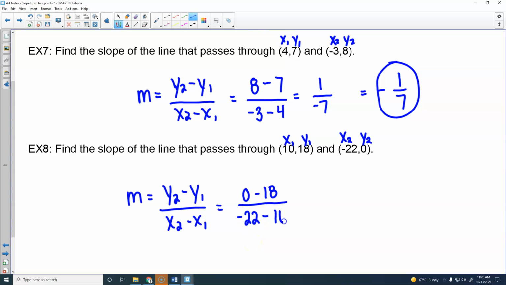-22 minus 10. So in the top, Zane, what do I get in the top? Good. And Peyton, what do I get in the bottom? Nope. It's going to be negative, but not 22. 32. Got to add those together. Okay. All right, now, if I have negative over negative, that becomes positive. So they're going to become positive.